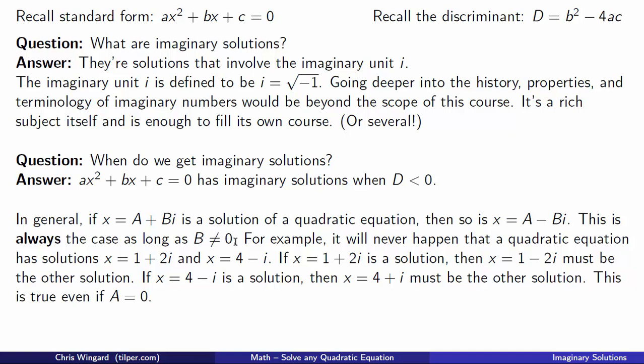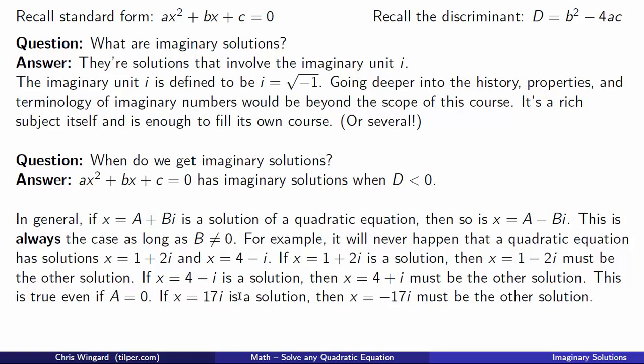And this is true even if A is 0. So it's not true if B is 0. Okay, so this is always the case as long as B is not equal to 0. So B has to be not equal to 0 for this to be true. But if A is 0, it's still true. So for example, if x equals 17i is a solution, then x equals negative 17i must be the other solution.